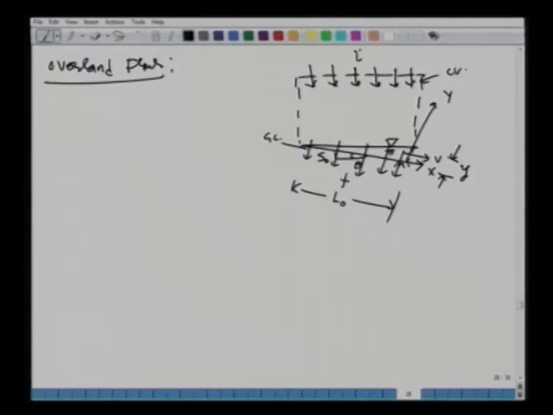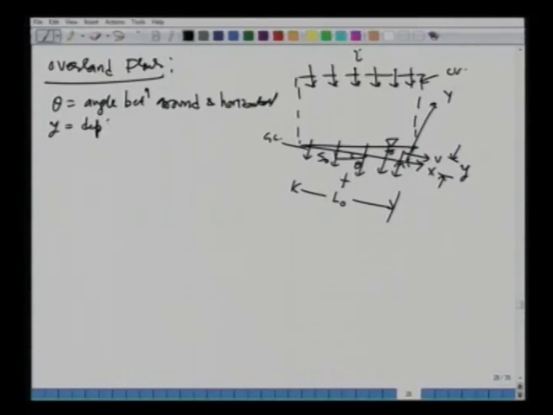So, let me then define all these parameters first. You have theta as the angle between the ground and the horizontal. The flow is taking place parallel to the ground, keep that in mind. The theta, the way we have defined it, is the angle between the ground and the horizontal.